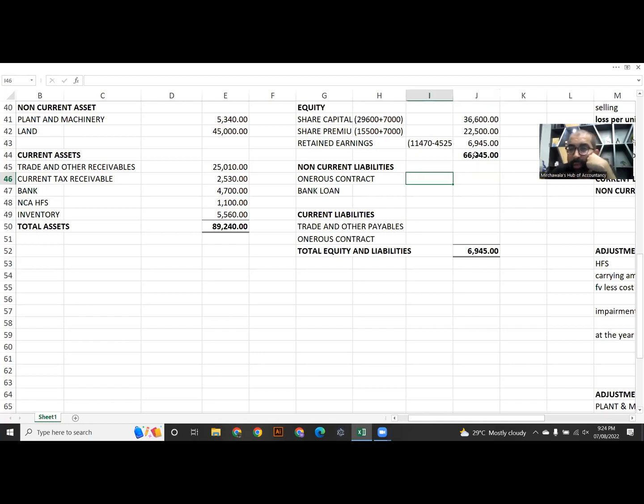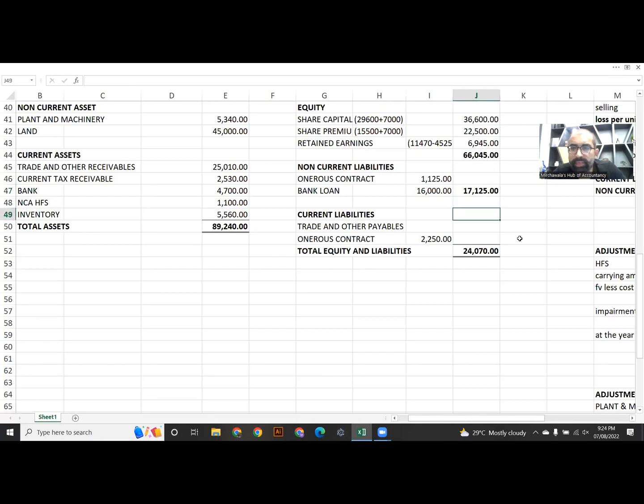Now remember the onerous contract. In the onerous contract, 1125 was current and 2250 was non-current. Hope you remember. And the bank loan: the incorrect bank loan was how much? The incorrect bank loan was 30,000 and the correct bank loan was 16. Okay, remember? So if you add these two, you will get 17,125.